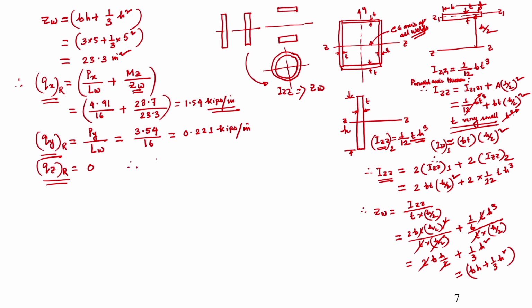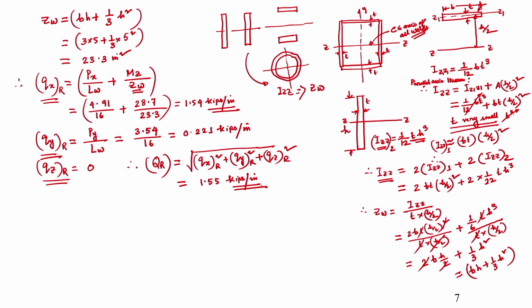What should now be our overall resultant shear flow? We can easily find that out: it is the square root of Qx resultant squared plus Qy resultant squared plus Qz resultant squared, correct. This gives a value of 1.55 kips per inch. You know its unit is generally force per unit length. So this you got.